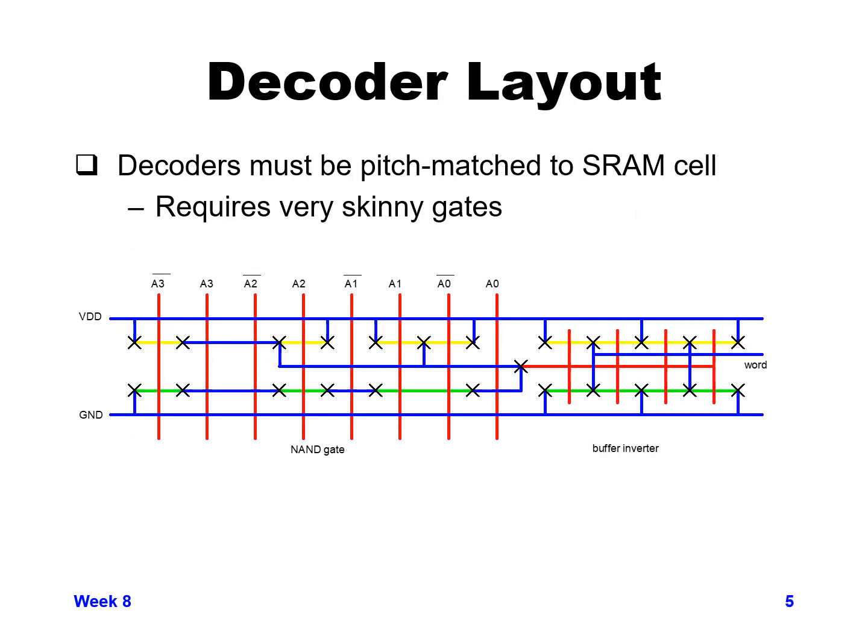So here we can see just a stick diagram example of what the decoder layout might look like. Keep in mind the decoder must be pitch matched to our SRAM cell. And we said in modern designs the SRAM cells are skinny cells, so that requires the decoders that are pitch matched to them to also be skinny cells and be very skinny gates.